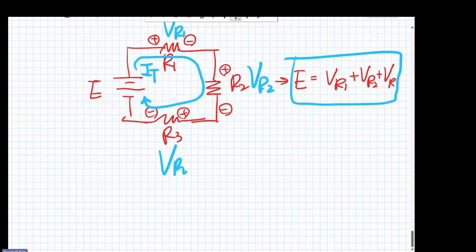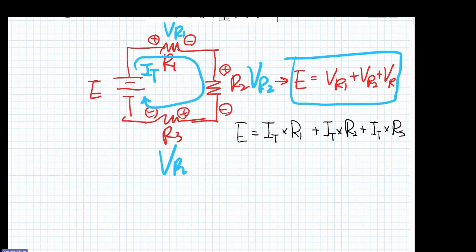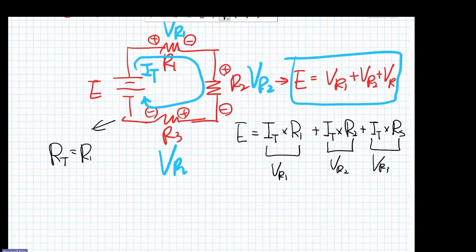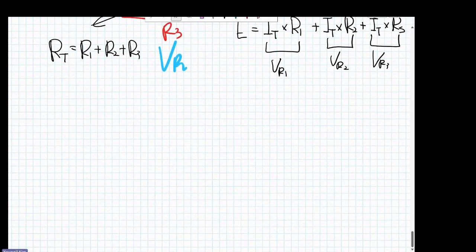So in here, we're going to write I sub t times R sub 1 plus I sub t times R sub 2 plus I sub t times R sub 3. This is V sub R sub 1, this is V sub R sub 2, this is V sub R sub 3. And then the total resistance is what? R sub 1 plus R sub 2 plus R sub 3. All right, so this is the chapter for today.